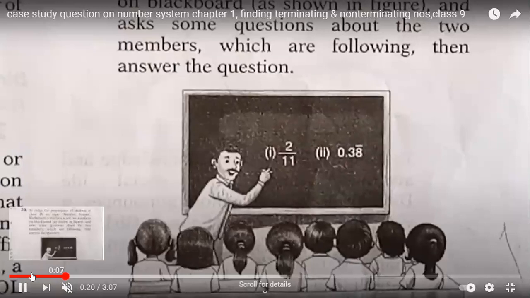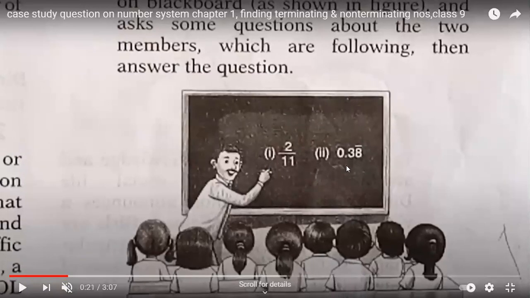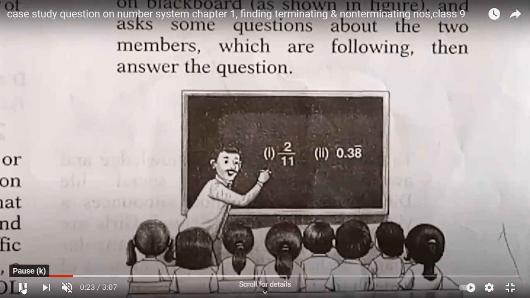In this, you have been given two numbers of the form. This is again a case study. The teacher is discussing different types of numbers. One number is 2/11 and the other is 0.38 bar. 2/11 is represented in the form of p/q, which is a rational number. And this has a bar, so it represents your non-terminating repeating decimal, which is again a rational number.